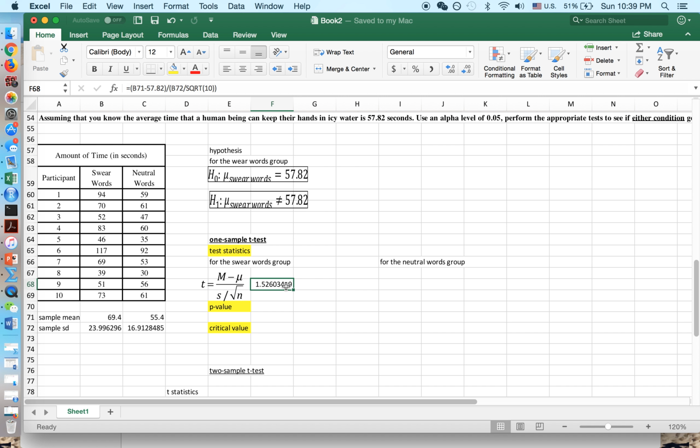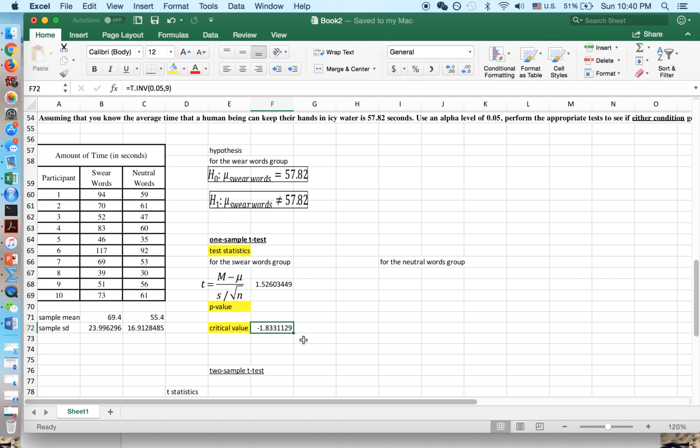How do we know whether this is significant or not? One way to find out is that we have to know the critical value. And how do we find the critical value? It's easy. We're typing equal and T.DIST, and, okay, actually that's not the function we need. We actually need T.INV. The probability that we're using here is 0.05, and the degrees of freedom is n minus 1, which is 9.